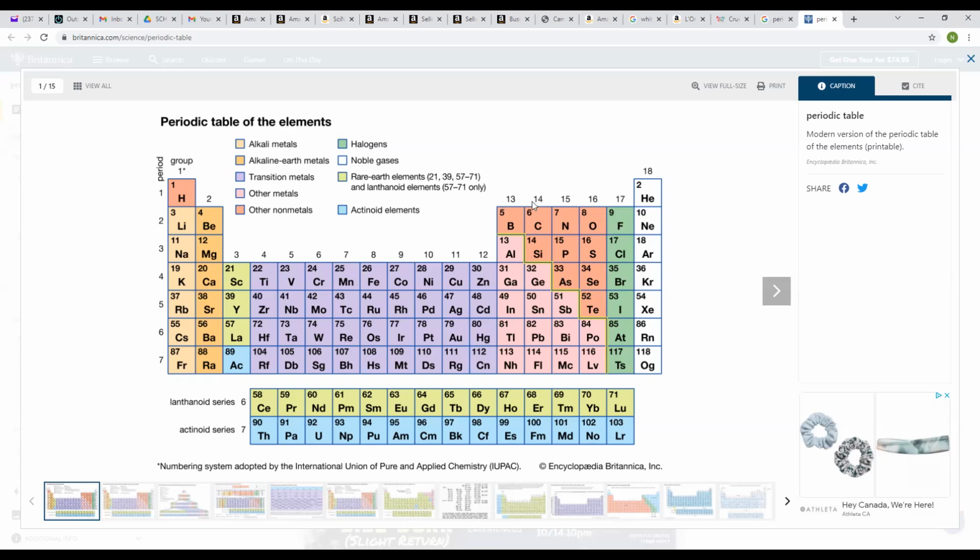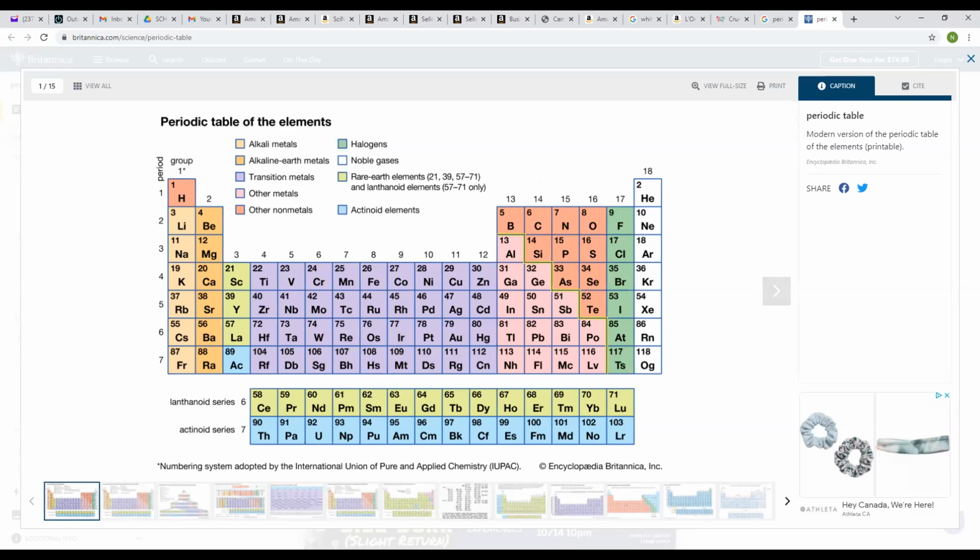These numbers, 13, 14, 15, 16, 17, 18, are also often written as 3, 4, 5, 6, and these are also written as 3A, 3B, 4A, 4B. Really, we are mostly talking about 1, 2, and then 3, 4, 5, 6, 7, 8. So carbon belongs to group 4 and has 4 valence electrons. Nitrogen belongs to group 5 and has 5 valence electrons.